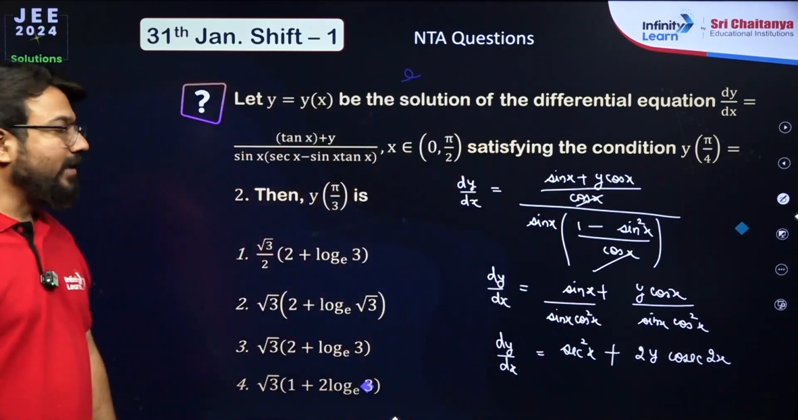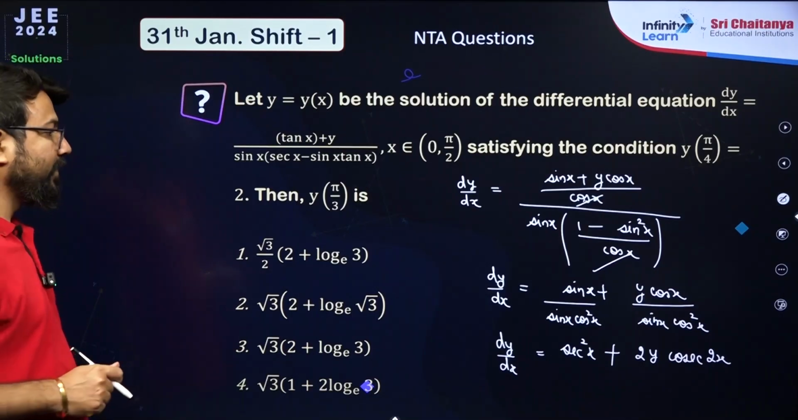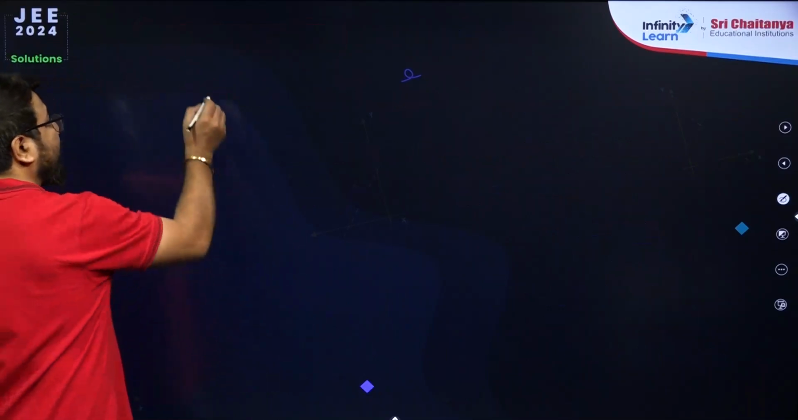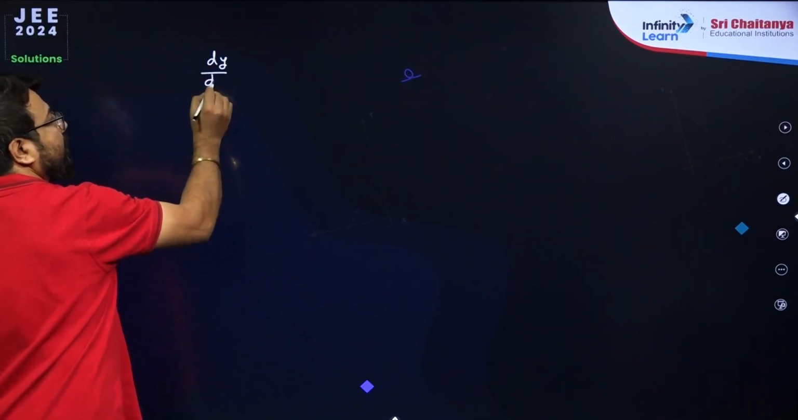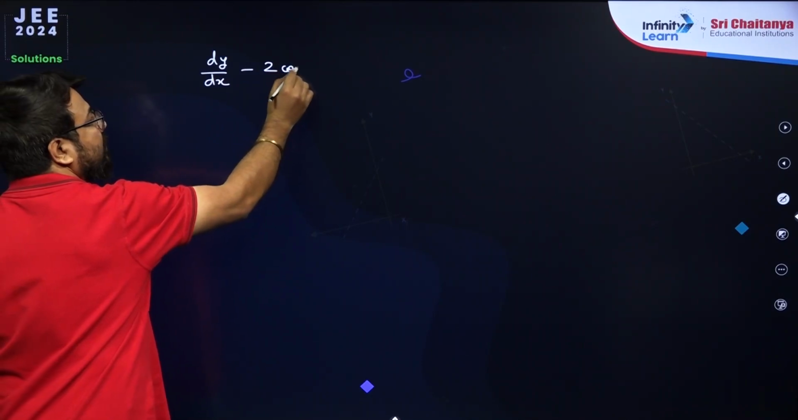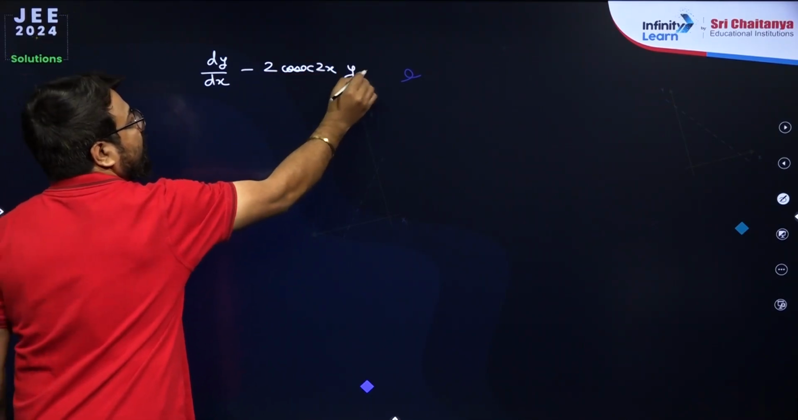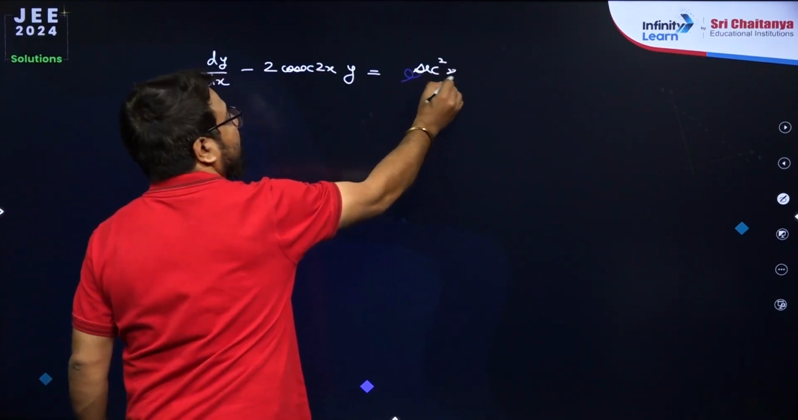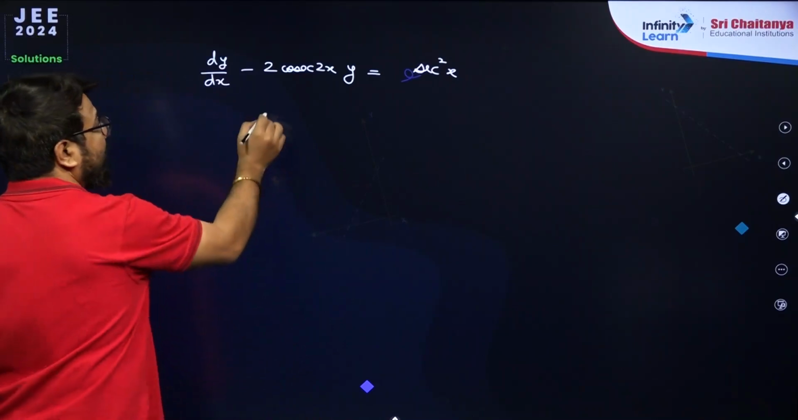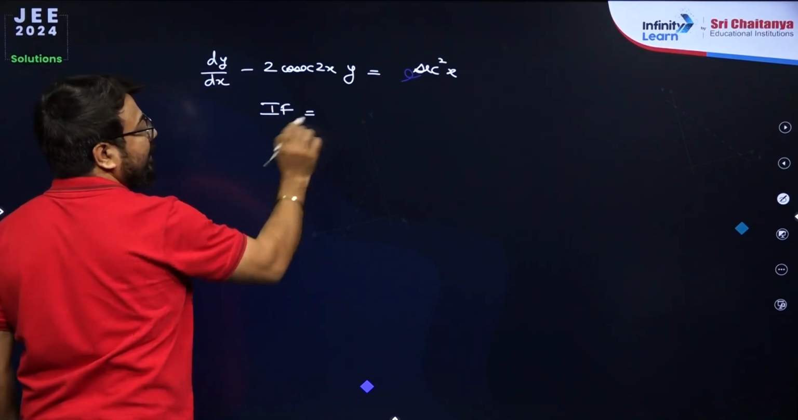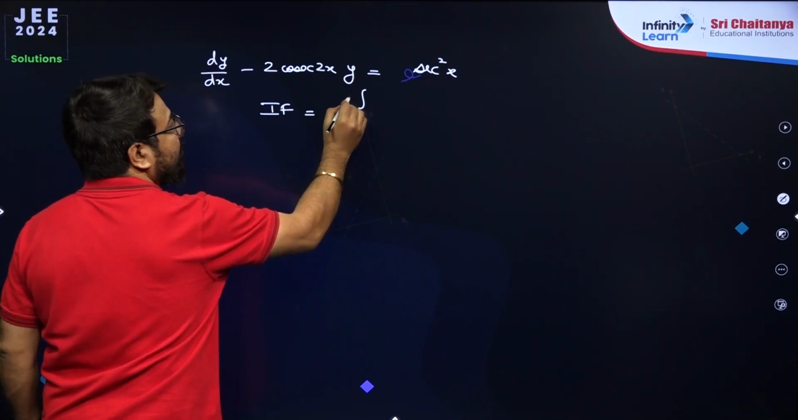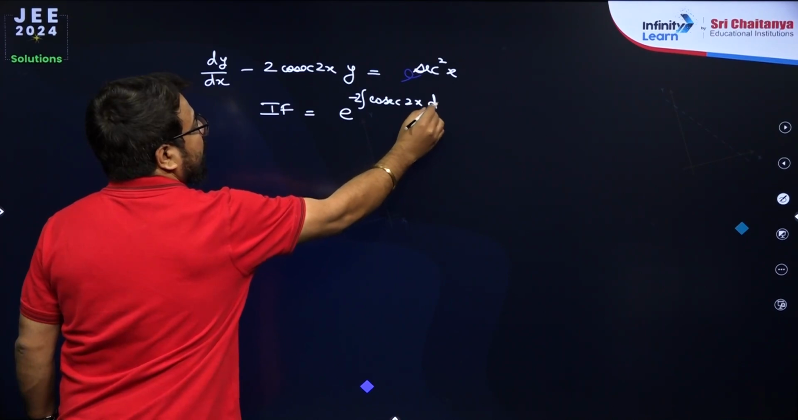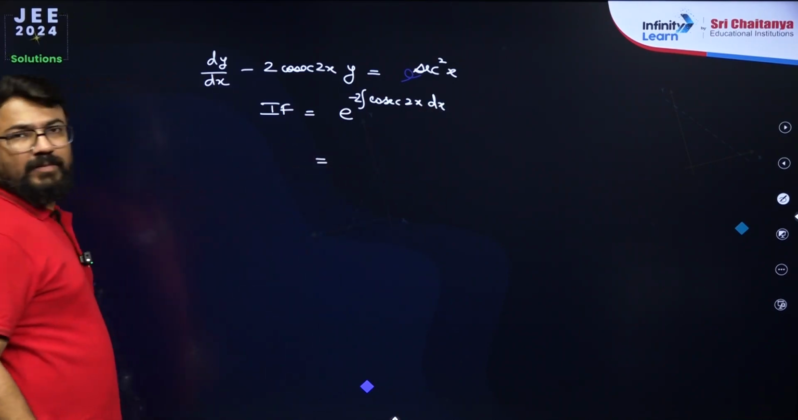Okay, I hope you are able to understand this particular step also. Now, if this has been clear to you, let us bring all the terms to one side. So dy by dx, then it will be minus 2 cosec 2x into y is equals to sec square x. I hope you are able to understand this. Now this is a linear differential equation. First of all, let us get the integrating factor. e raised to the power integration minus 2 cosec 2x dx. Are you able to understand?